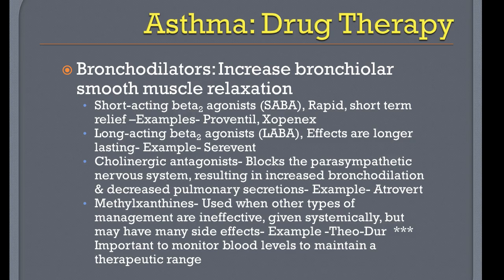Okay. The next group is the cholinergic antagonist. These actually block the parasympathetic nervous system, resulting in increased bronchial dilatation and decreased pulmonary secretions. Okay. These are also called anticholinergic drugs, very similar to the way atropine works. We give atropine for patients that have bradycardia or low heart rates. It doesn't work as well as a SABA, a short-acting beta agonist, but it can be used in place of a SABA for those that can't tolerate the side effects of the beta-2 agonist.